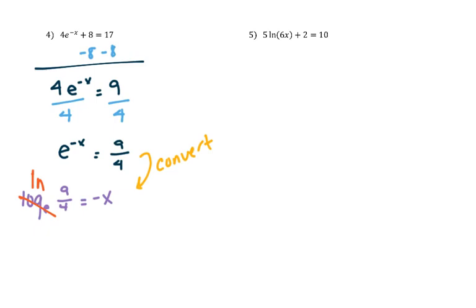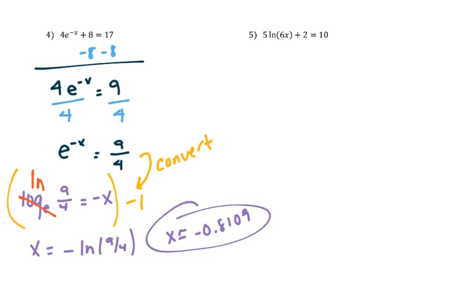So in order to get x by itself, the only thing you can do otherwise is multiply both sides by -1, and we would get x equals negative the natural log of 9/4. And when you type that into your calculator, you're going to get x as approximately negative 0.8109. Now, you could have typed in natural log of 9/4, hit enter, and then divided by -1 or multiplied by -1. It's not going to matter. You're still going to get that same answer in the long run.